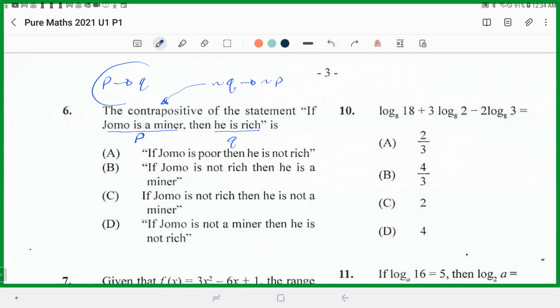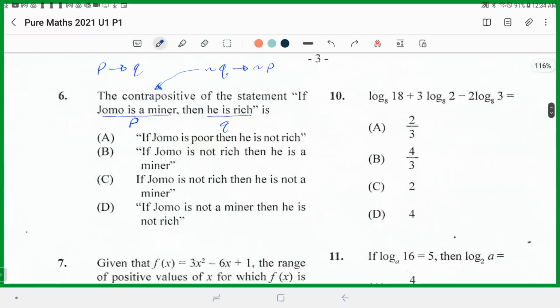We're treating this as the statement. So we're basically looking for this now. Not Q implies not P. So we're looking for if Jomo is not rich, then he is not a minor. That's what we're looking for basically. Let's look for it. If Jomo is not rich, then he is a minor.